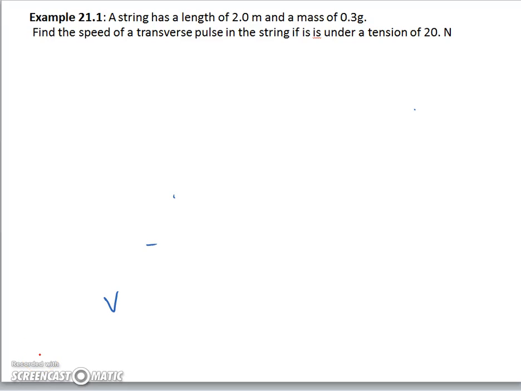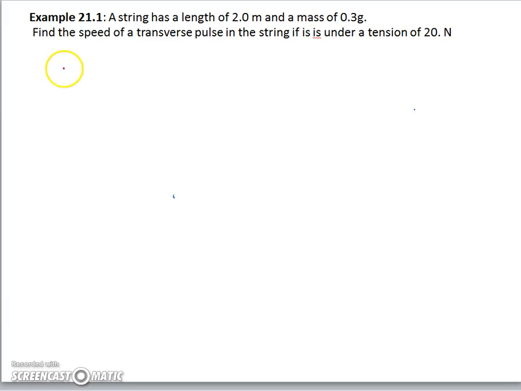So we're asked to calculate the speed of a transverse pulse in a string under a tension of 20 newtons, and we're told that the string has a length of 2 meters and a mass of 0.3 grams.